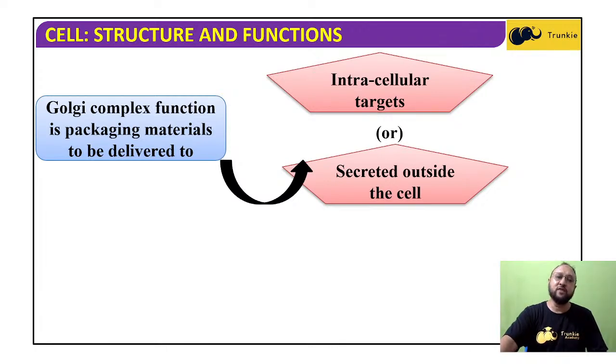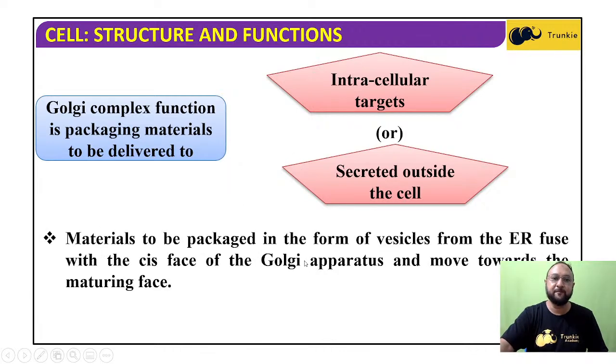Okay, so their main function is packaging the material that comes from the endoplasmic reticulum, which is modified, processed and packaged by the Golgi complex, and then transported in the form of vesicles, whether it is required within the cytoplasm, within the cell, or secreted outside the cell. Materials to be packaged in the form of vesicles from the ER fuse with the cis face of the Golgi apparatus and move towards the maturing face.